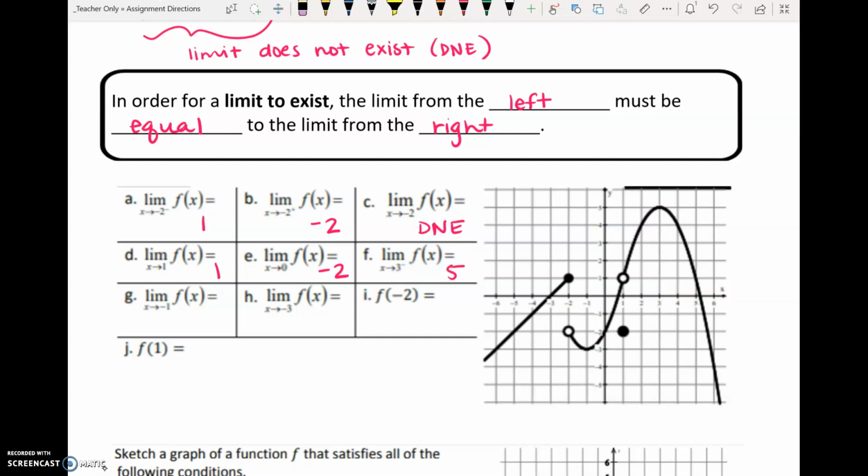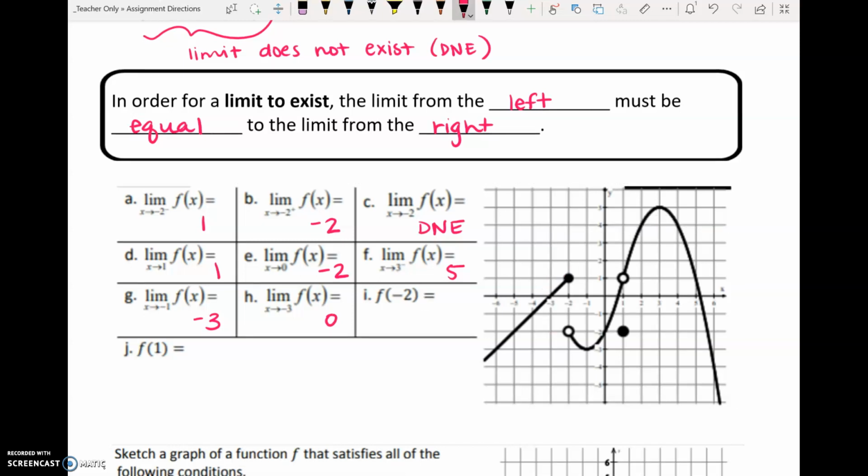In G, the limit as x approaches -1, here's -1. Overall limit means we care about the left and the right. That y value is -3. H, the limit as x approaches -3. Here's my x value of -3, from the left and from the right, it's approaching the y value of 0.